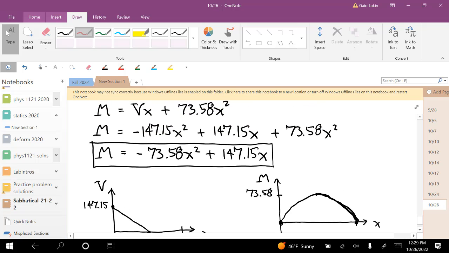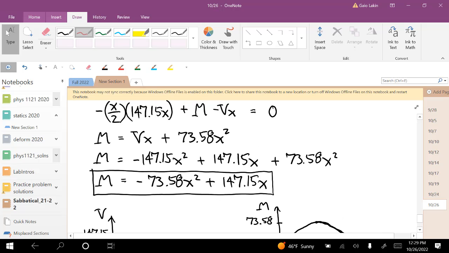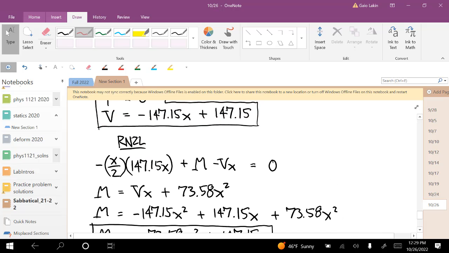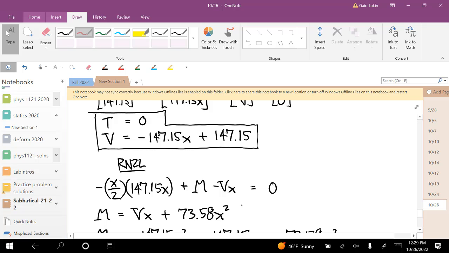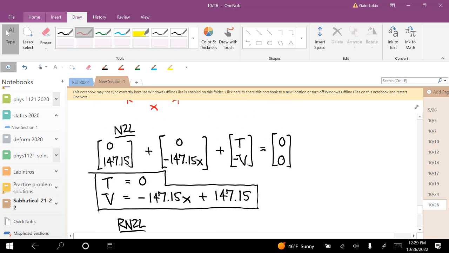What about the derivative thing? Remember the derivative thing? dm dx always, for every x value, has to be equal to v. Okay, so dm dx is equal to negative 147.15x plus 147.15, and that holds. So that gives you confidence that you didn't make a mistake in doing this.